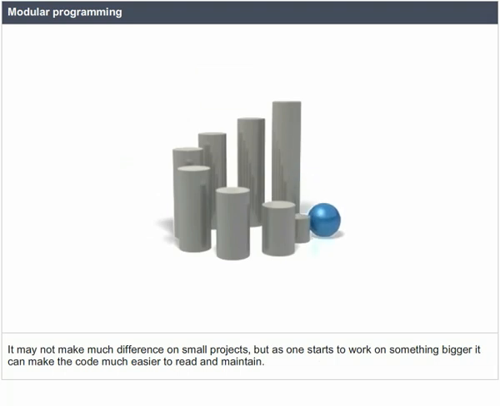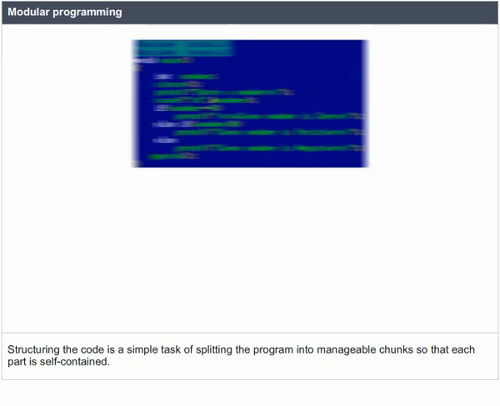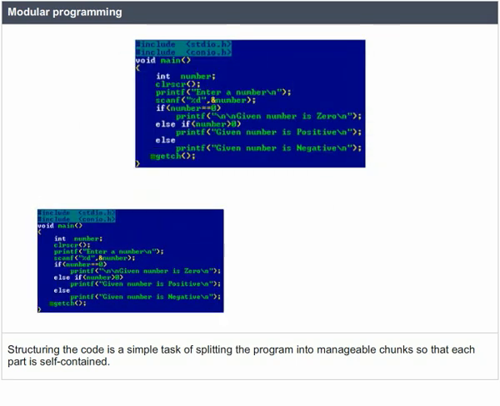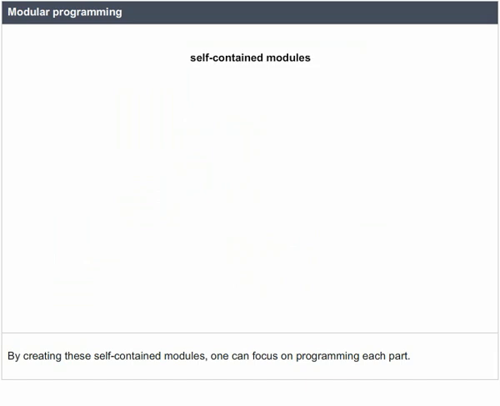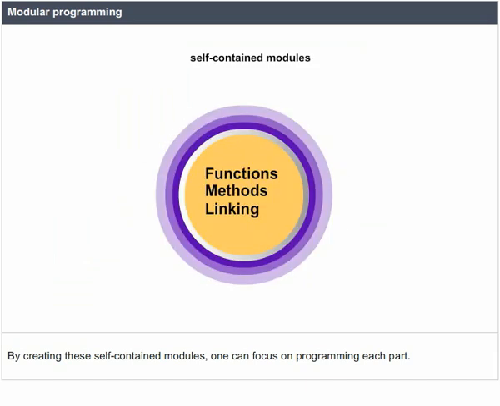It may not make much difference on small projects, but as one starts to work on something bigger, it can make the code much easier to read and maintain. Structuring the code is a simple task of splitting the program into manageable chunks so that each part is self-contained. By creating these self-contained modules, one can focus on programming each part.